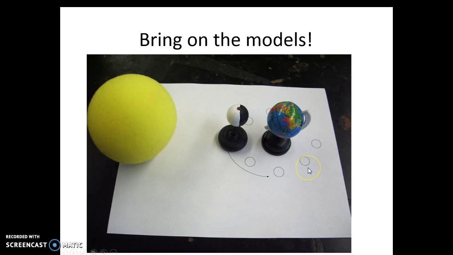All right, so you are going to now be using the models. Please set up your models exactly as you see here in the picture. We've got the Earth on the Earth spot. Your sun is a cup, okay? Mine's a ball, but yours is a cup. And I have the moon in between on one of the dots. Notice that I've got this arrow to show you which direction the moon will go as it starts to revolve.